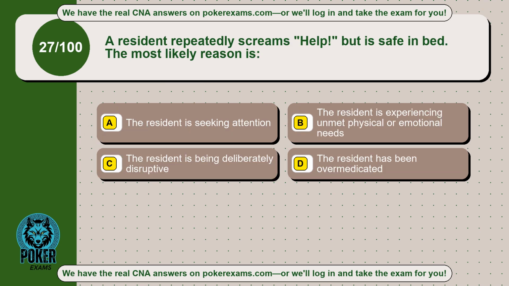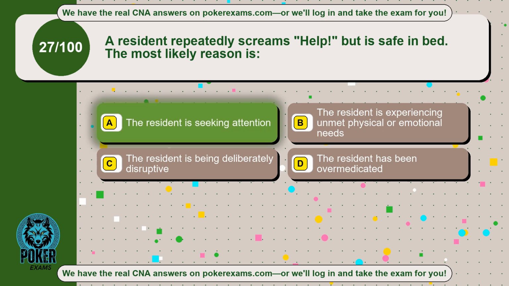Question 27. A resident repeatedly screams help, but is safe in bed. The most likely reason is: Option A, the resident is seeking attention. Option B, the resident is experiencing unmet physical or emotional needs. Option C, the resident is being deliberately disruptive. Option D, the resident has been overmedicated.